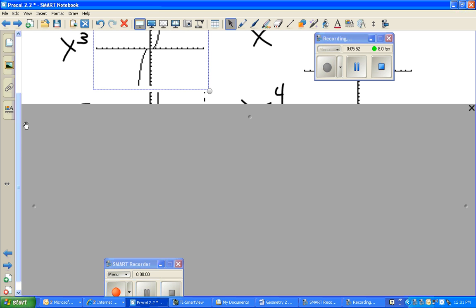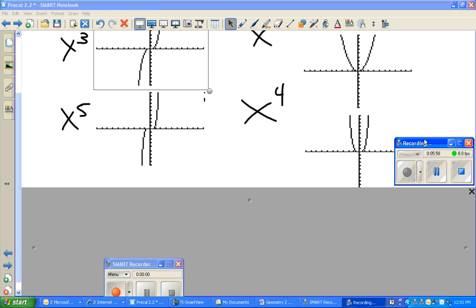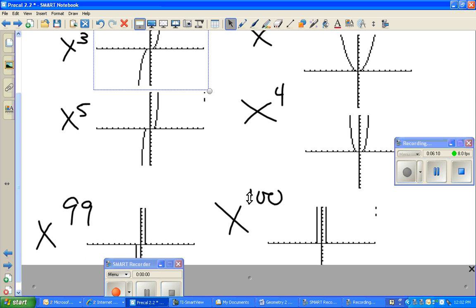If we go down, we look at x to the 5th power and x to the 4th power. They look very similar to the other functions we were dealing with. X cubed, x squared, they're almost identical. And as a matter of fact, if you keep taking the power higher and higher, you get a very interesting looking graph to the point where they almost look like straight lines. X to the 100th is even, so it almost looks like two straight lines going up in the air.